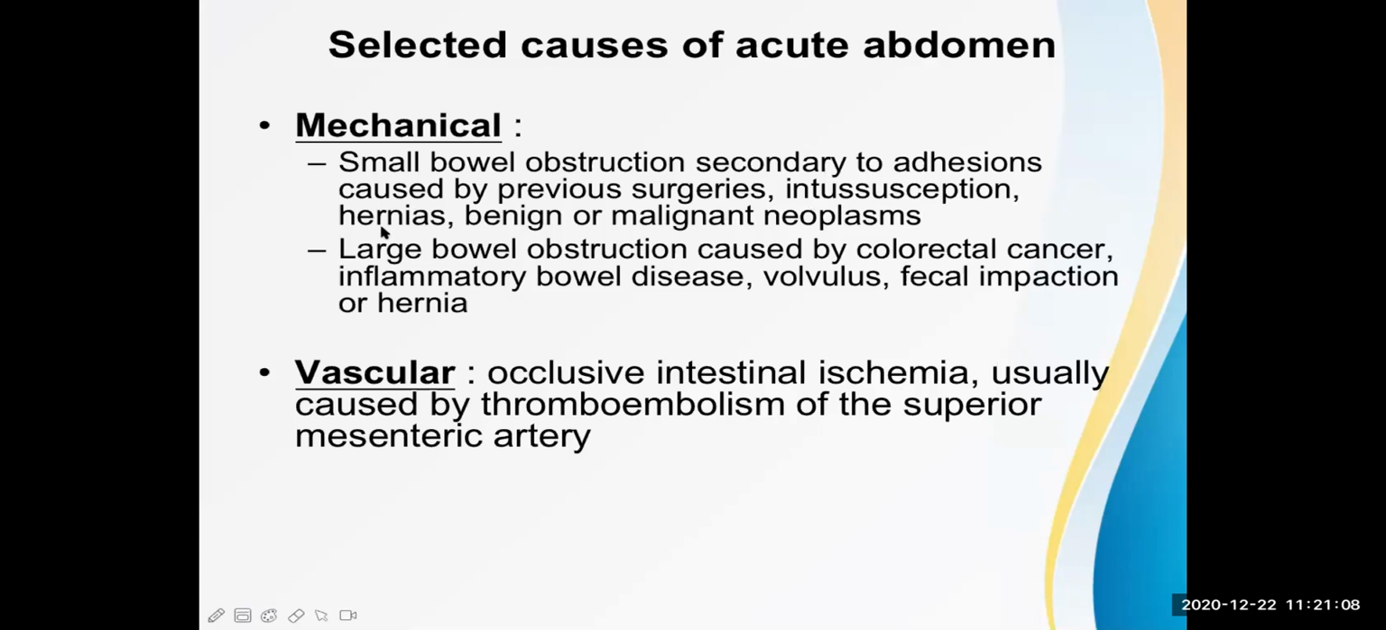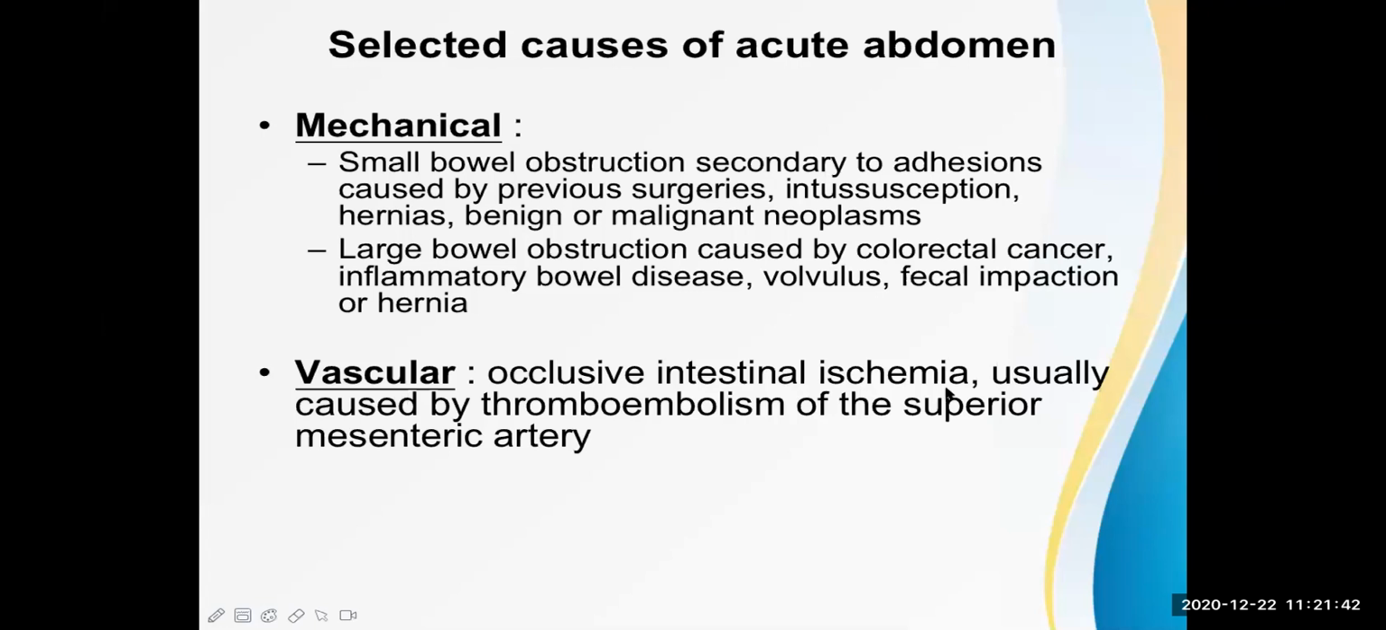Intussusception, hernia, benign or malignant neoplasm, all of these can lead to acute abdomen, probably because of bowel obstruction as a result of pressure or some other mechanism. Large bowel obstruction is caused by colorectal cancer, inflammatory bowel disease, volvulus, and fecal impaction or hernia. Volvulus is a twisting of the bowel around an axis. Fecal impaction is constipation. A hard stool is blocking the flow of the contents.